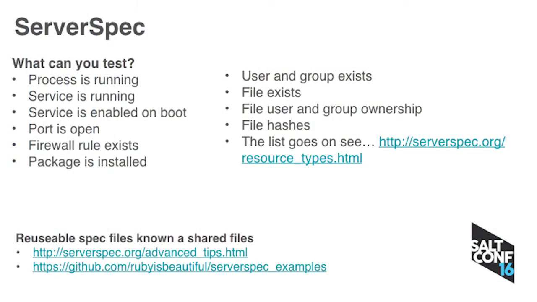With Serverspec, what can you test? You can test quite a few things out of the box: whether a process is running, whether a service is running, file hashes. There are a lot more resource types if you look at the link below. Another thing is that with Serverspec you can create reusable tests, called shared files. For example, if a process name or a service name doesn't change, you could reuse those tests elsewhere.